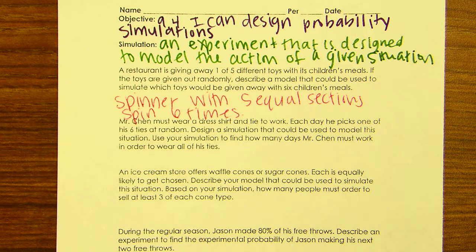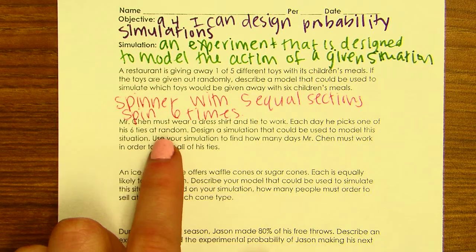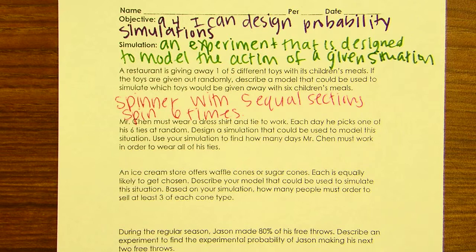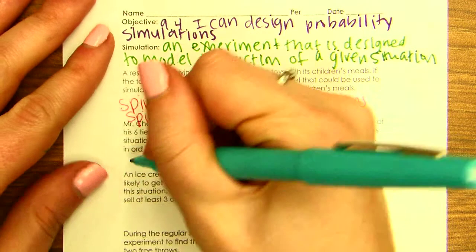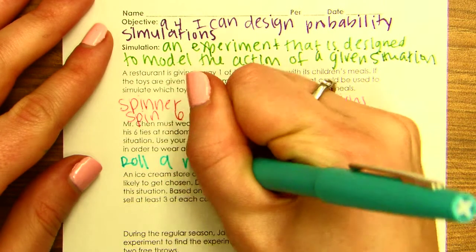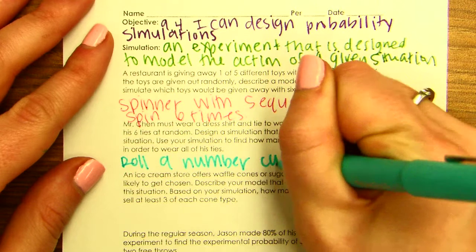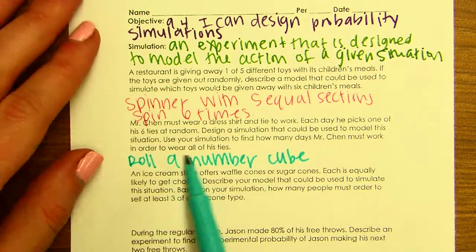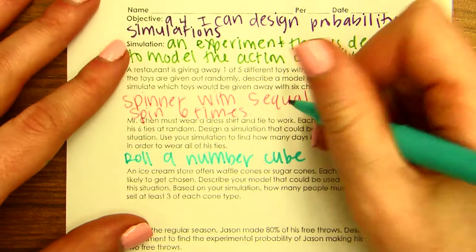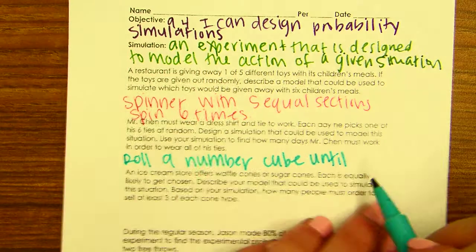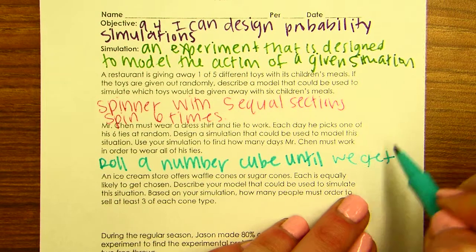So I'm going to choose to use a number cube. You could choose to use a spinner again or design something else. There's not one right or wrong answer here. It just has to have the same probability. So I'm going to use a number cube since a number cube has the same probability of each side being chosen as the probability of each tie being chosen in this example. So I'm going to roll a number cube, and we would have to roll it until all ties are chosen. So we roll a number cube until we get each number once.